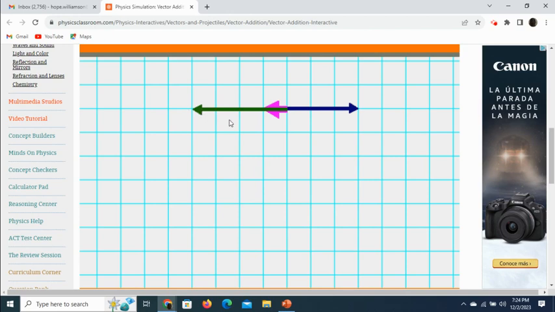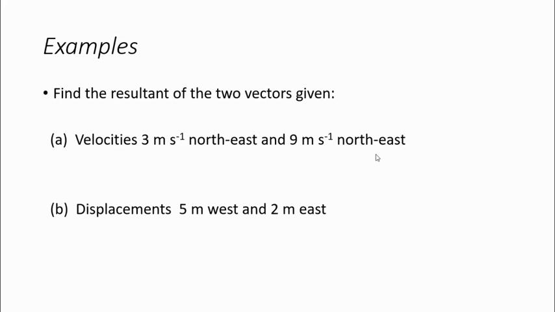So we got 7 when they were parallel. We're only getting 1 now when they're antiparallel. It's like if you take 4 steps in one direction, and then when you get to the end of that, you take 3 steps in the opposite direction. Your final displacement is only 1 step. So these are 2 examples that you can do. You can pause the video, work them out, and then continue to see what the answers are.